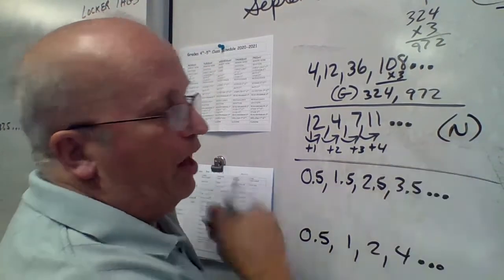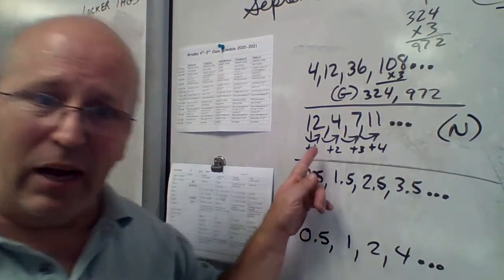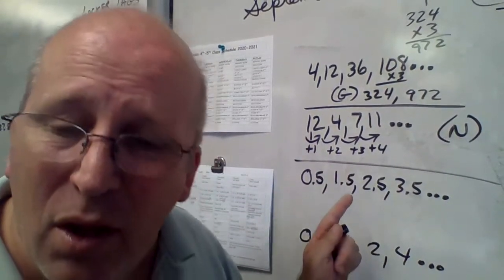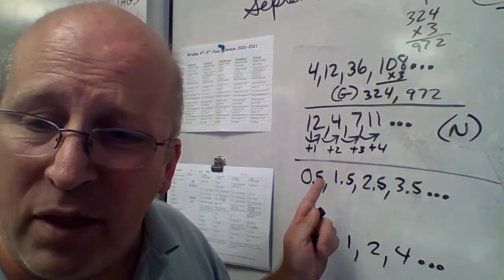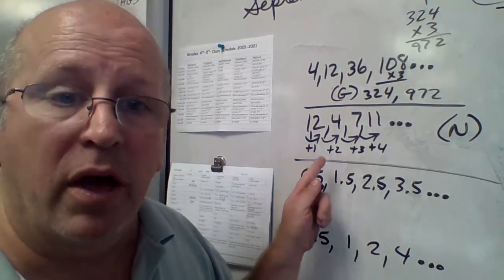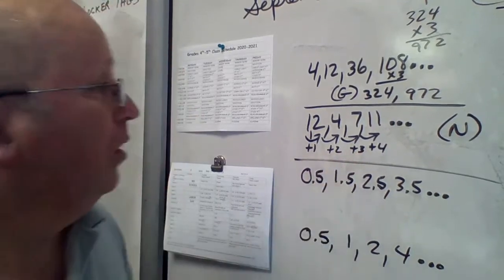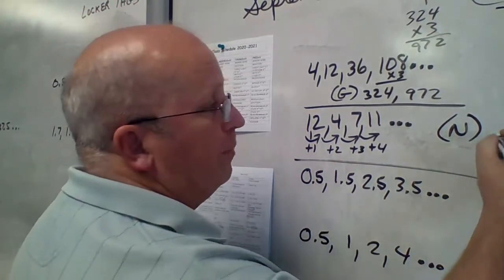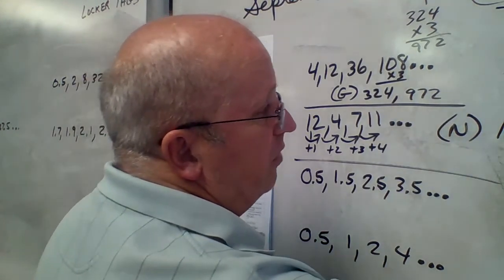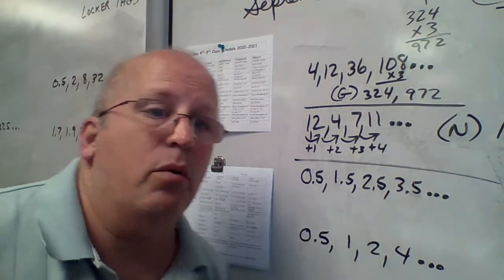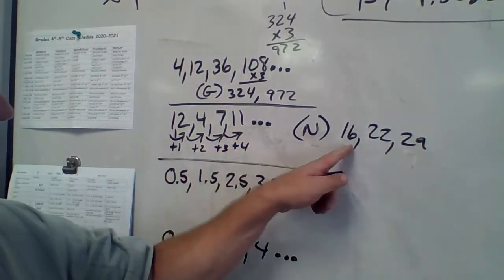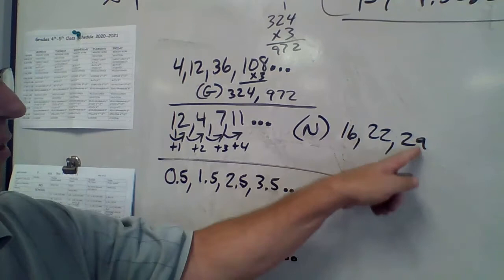I'm going to put N for neither because it is an adding pattern, but we're not adding the same exact number each time. We're adding a number that's 1 bigger than the previous number. So you added 1, then 2, then 3, then 4, which means the next number in this pattern would be adding 5, then adding 6, and then adding 7. That would be the next 3 numbers in the pattern.